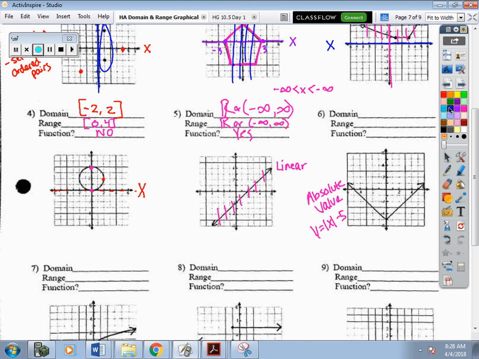All right, what do we think about the domain? Again, when you do domain, you're thinking about this axis only. Ignore the y, just think about the x. What's the smallest the x gets? What's the largest the x gets? What do we think? Someone I haven't heard from today. Gary?